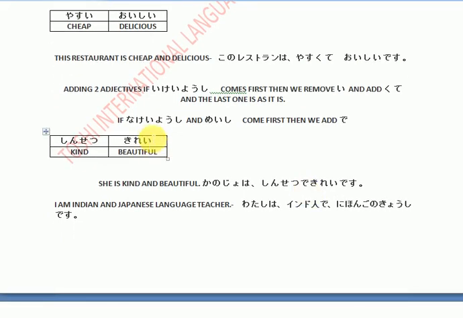In case of na adjective and noun, you have to add de. Like shinsetsu is a na adjective and kirei is a na adjective. The last one is as it is, as I said, so kirei desu stays as it is. But after shinsetsu you have to put de. Shinsetsu de kirei desu. She is kind and beautiful. So kanojo wa shinsetsu de kirei desu. Kirei na hito desu.